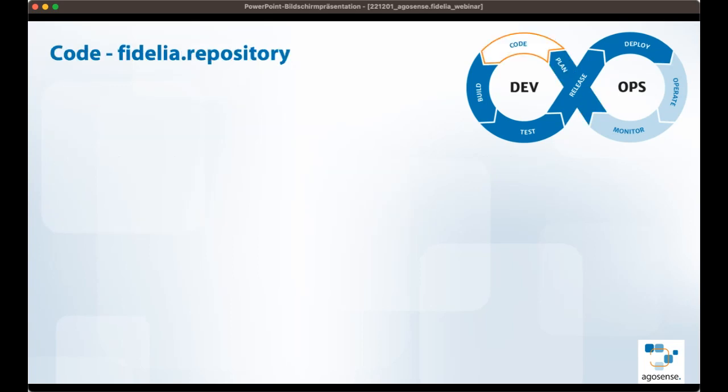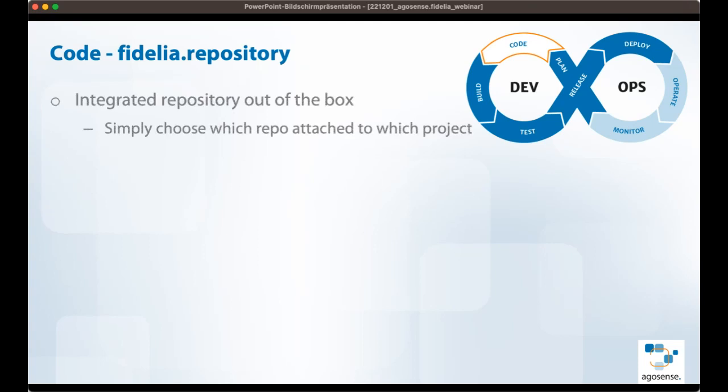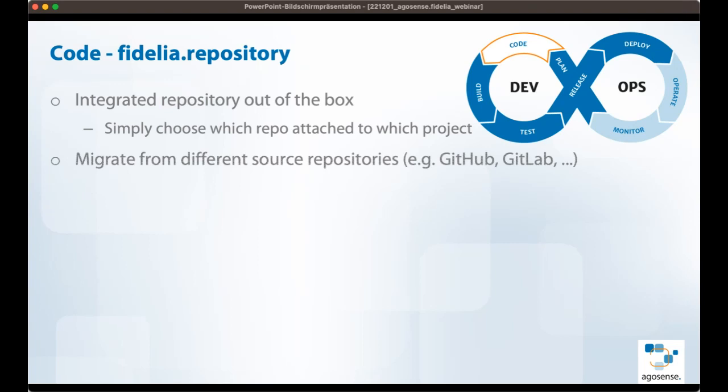We have the typical charts and dashboards, for example, for burndown or velocity charts that are very important in your planning. From the repository perspective, we have a built-in repository, Git-based, where you can simply choose for each of the projects in which repository they should be stored.